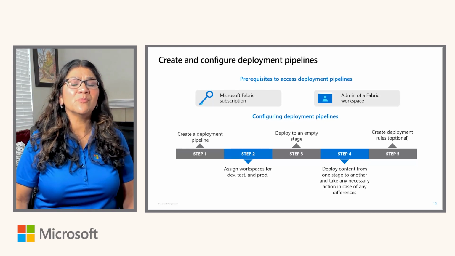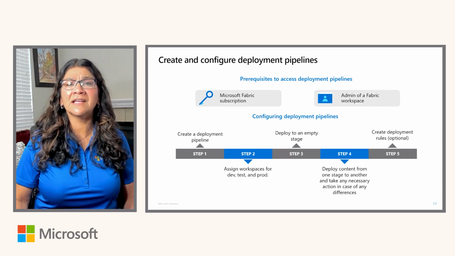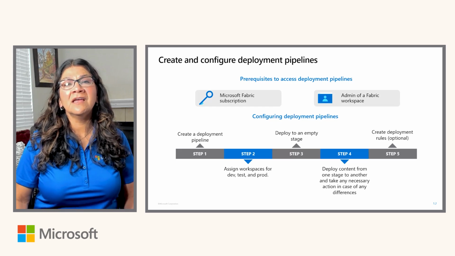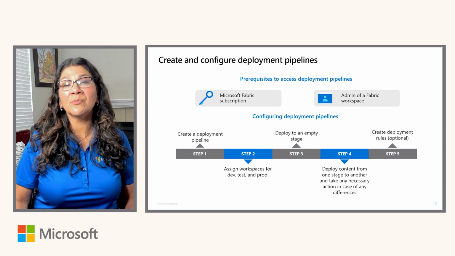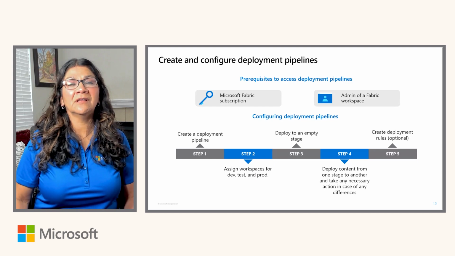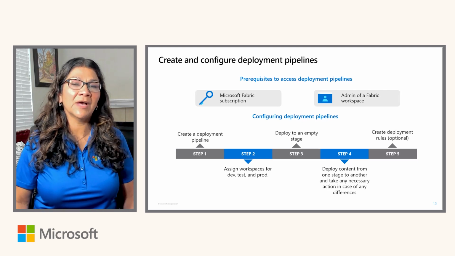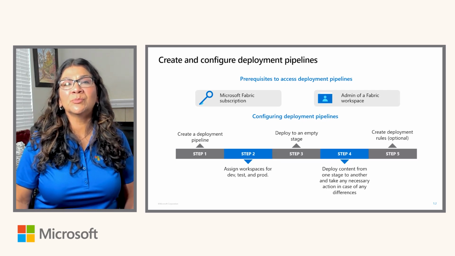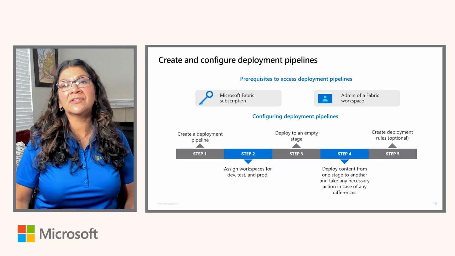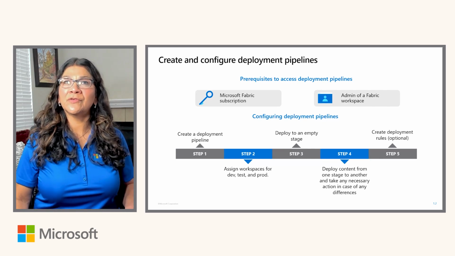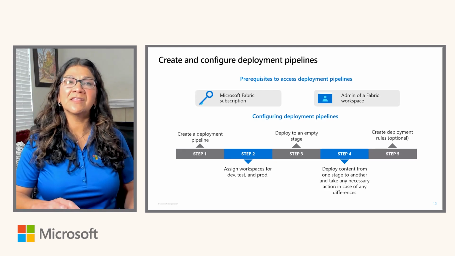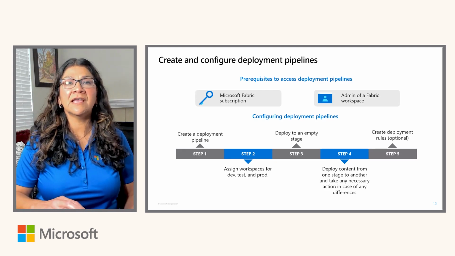Note too that you need multiple workspaces to assign to the different pipeline stages that are by default development, test, and production. You can have anywhere between 2 to 10 stages in a pipeline, but it's recommended to deploy an empty stage along with the deployment rules. So review deployment pipelines, how to create them and configure them for the exam.